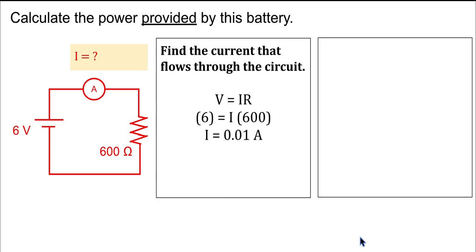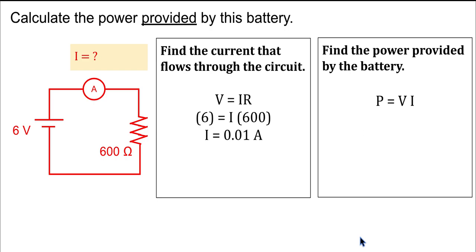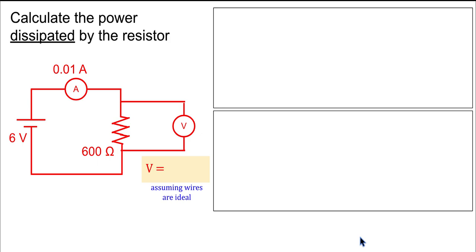And now we can calculate how much power, the rate at which energy is being provided by the battery. We'll use this new formula, P equals V times I, and our voltage of 6, our current of 0.01 amps. Putting that together, we see that the rate at which energy is being provided is 0.06 watts. Now, that energy is also being taken away or dissipated by the resistor. So the energy in is equal to the energy out. Let's take a closer look at that.